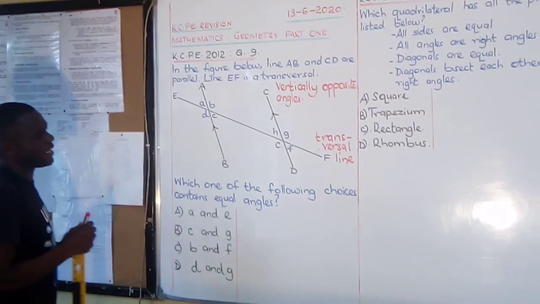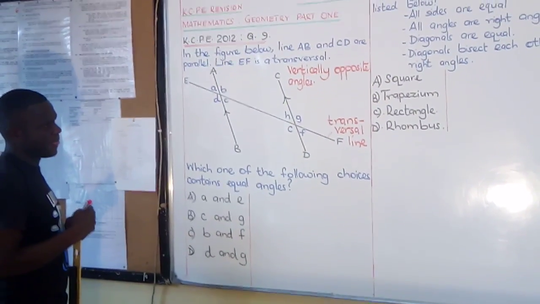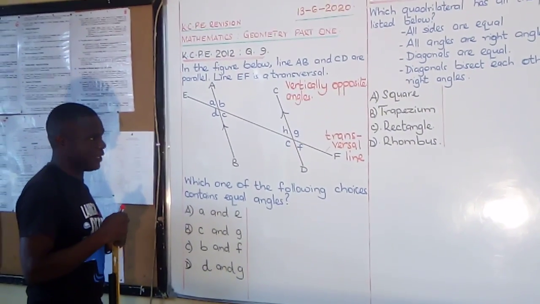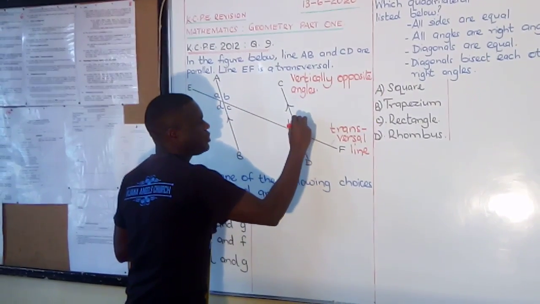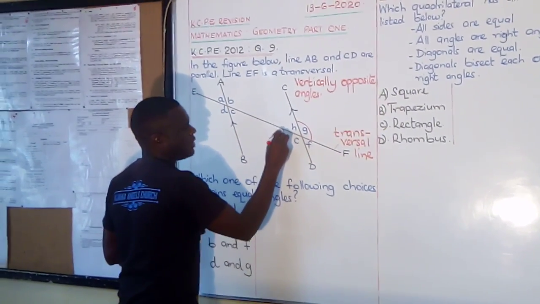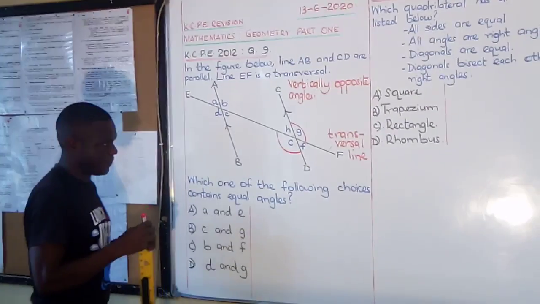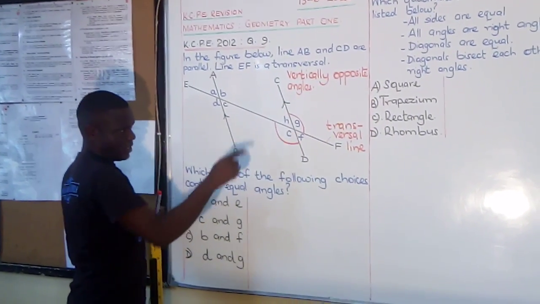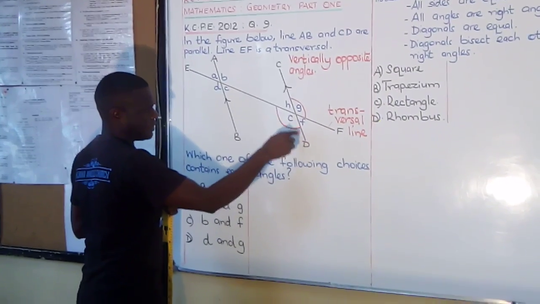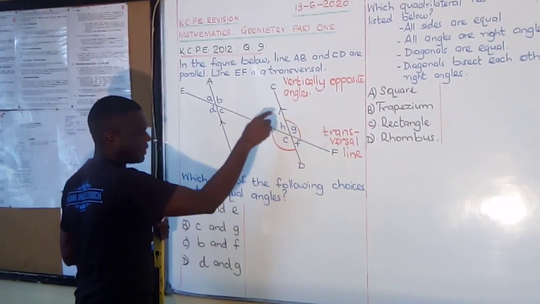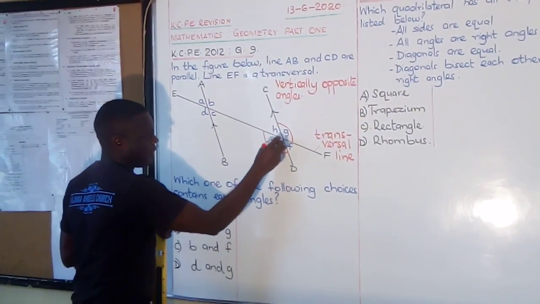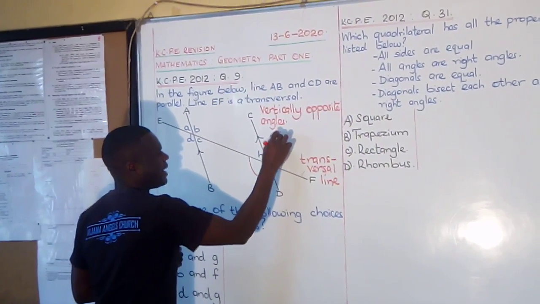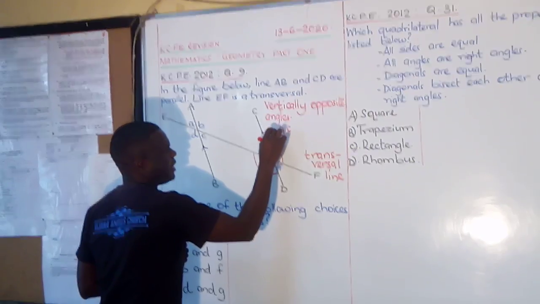How do you identify vertically opposite angles? They face one another. They are situated opposite to one another. For example, angle G and angle C. Look at their location. They face one another. One is opposite the other across the intersection point here. So angle G and angle C are vertically opposite angles.